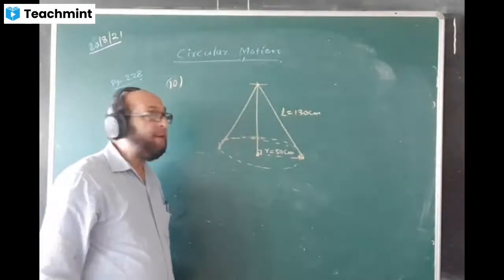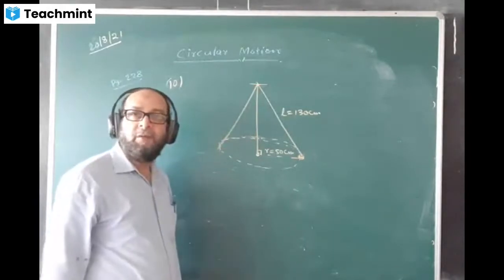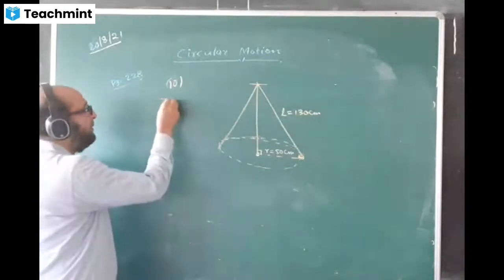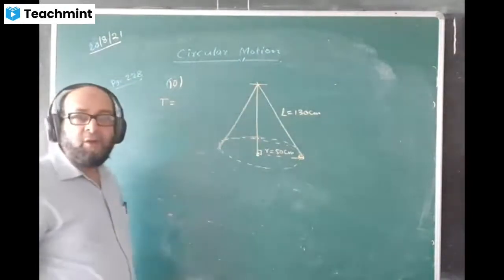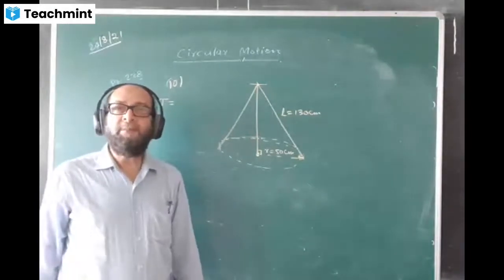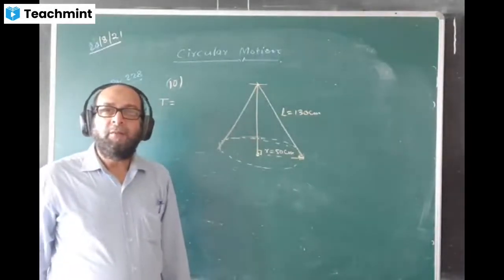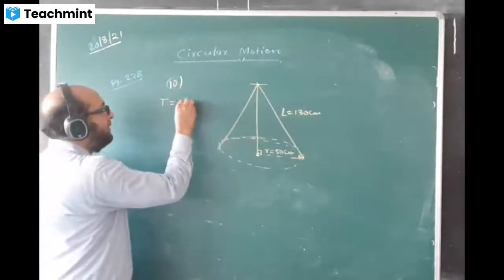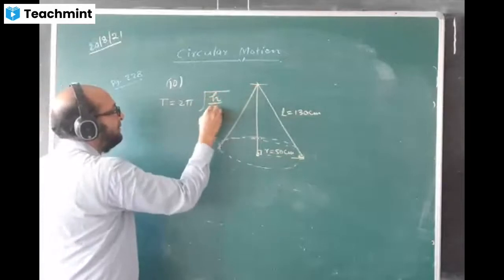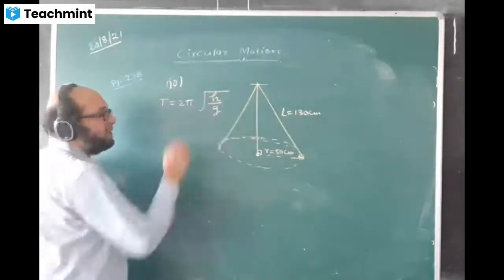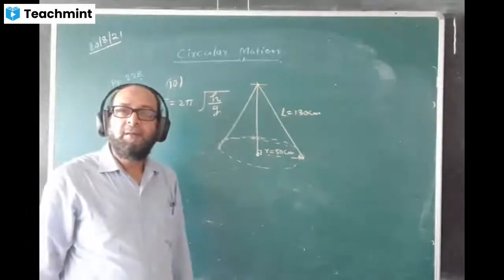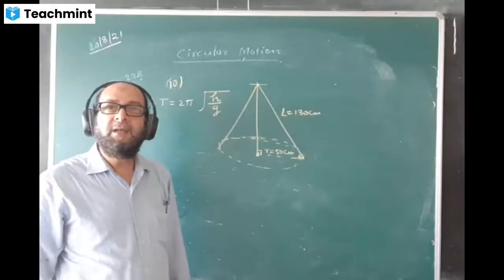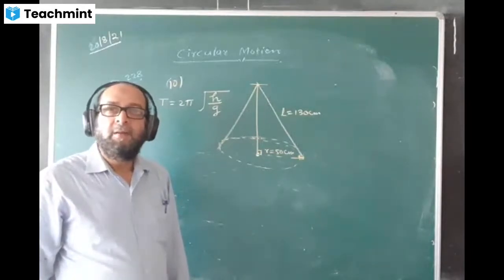What is the formula of time period? You know, this is called a conical pendulum. Please check and let me know what is the formula of time period. T is equal to, we already derived a formula. Tell. One of you: 2 pi root over h by g. Very good, 2 pi square root of h by g. What is h here? What is the value of h here? Say. 130 centimeter.